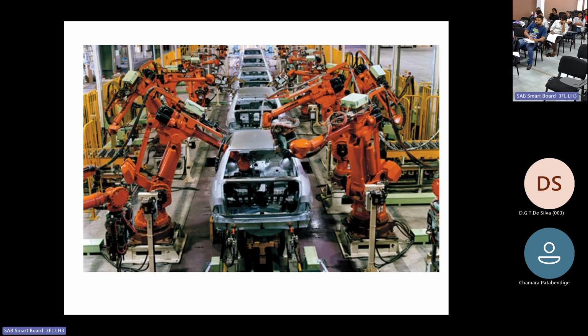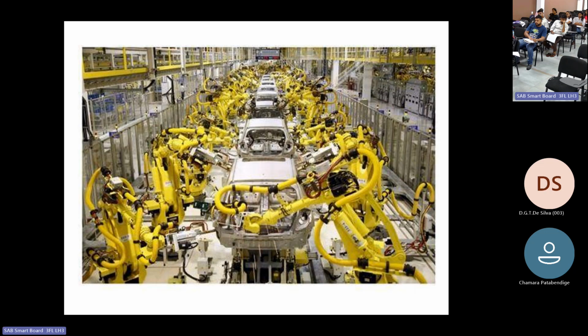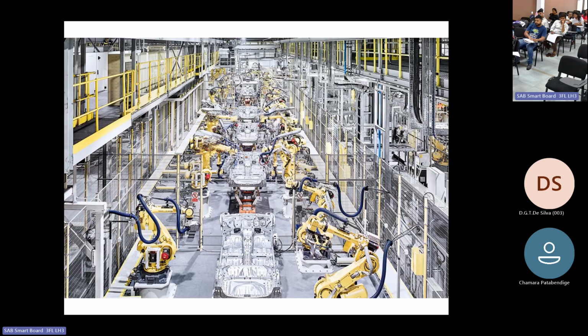Things have evolved faster. Now, what you see here is a more automated process. Robo arms finish the processing and move it to the next level. Likewise, at the end of the process, you get the final product. What you see here is a more complicated automobile assembly plant, and this is one of Nissan's assembly plants, high tech.